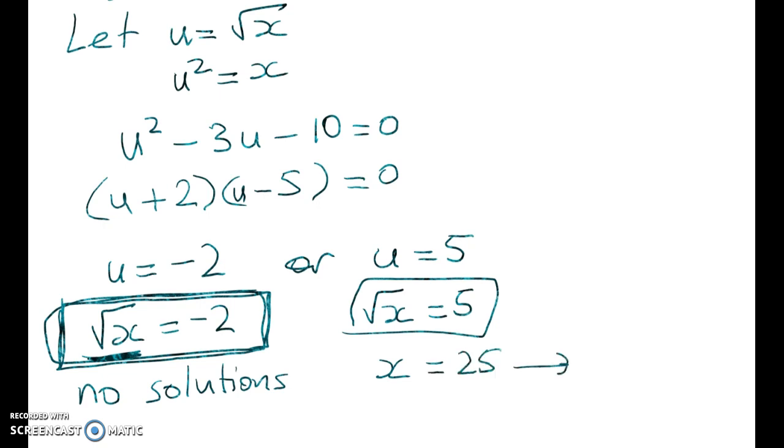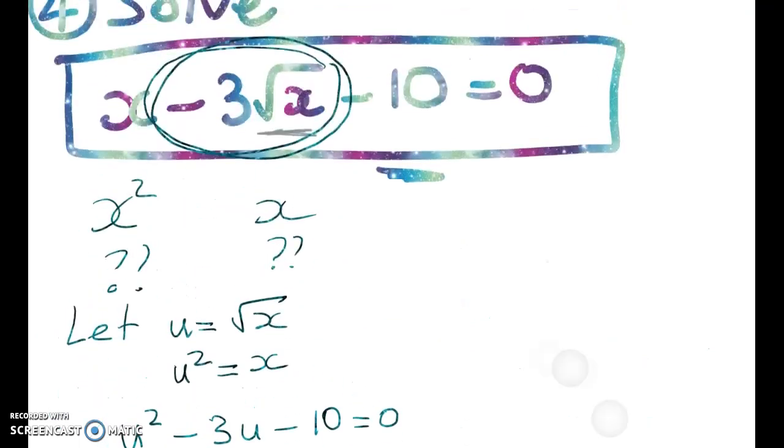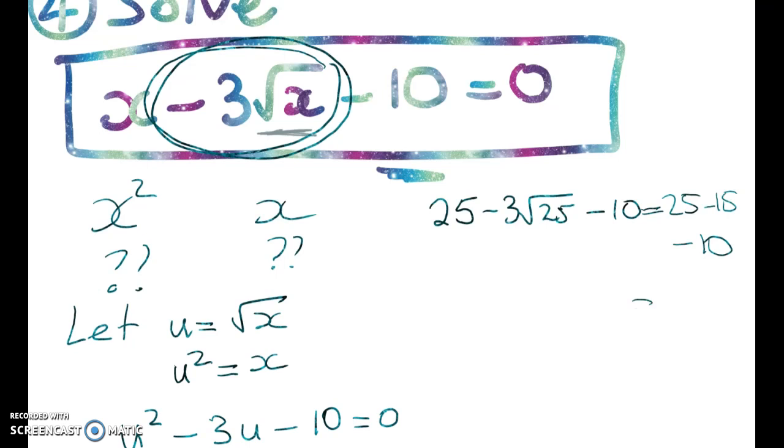Alright, so check these ones always. They're a bit easy to muck up. The square root of 25 is 5. Let's go right back to the start and check that x equals 25 as a solution. Alright, so substituting in here, we get 25 minus 3 root 25 minus 10, which is 25 minus 15 minus 10, which does indeed give me 0. So we're happy that we've found the only solution to that one, which is that x is equal to 25.